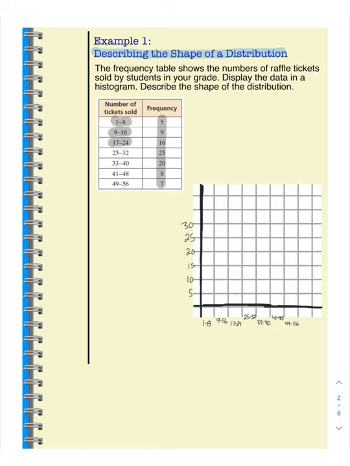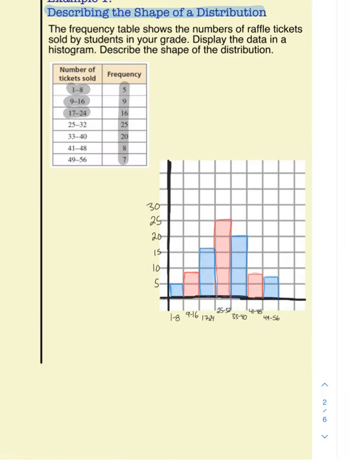All right, and now with my histogram graphed, I'm going to imagine a curve above the data. And it looks as though this data is distributed pretty evenly. The middle category is also the center of the data distribution. So we're going to say that this data is symmetric. It has a symmetric distribution.